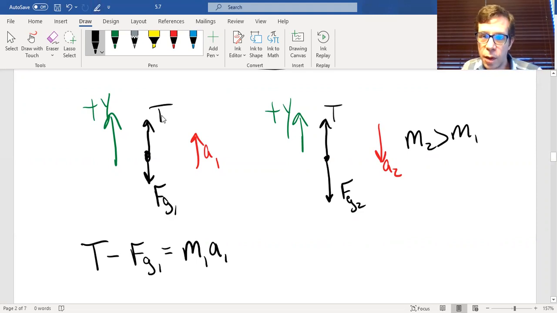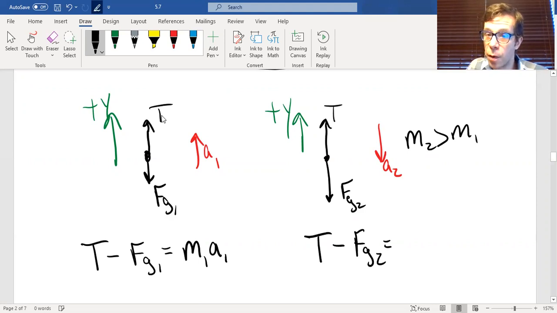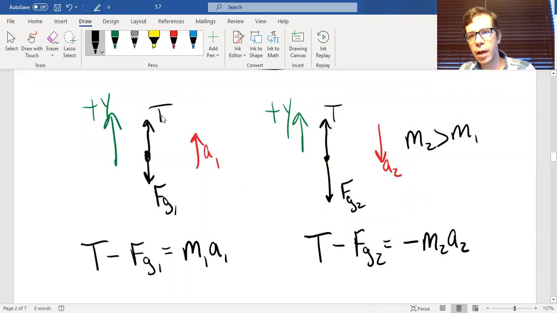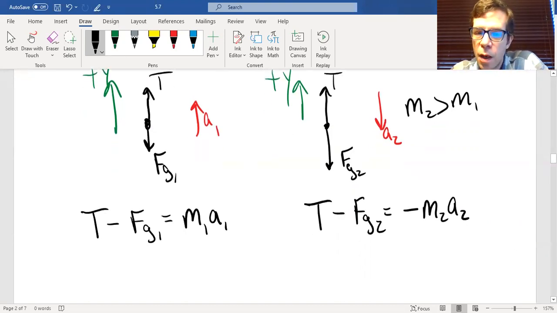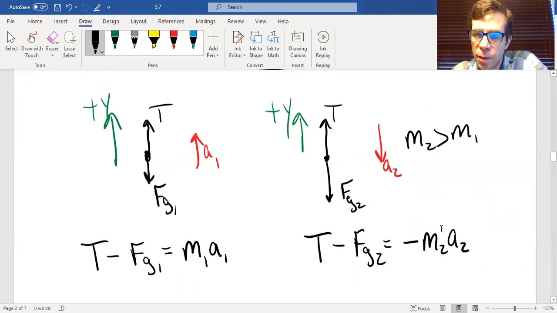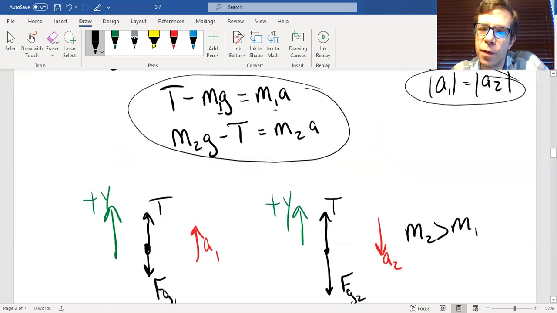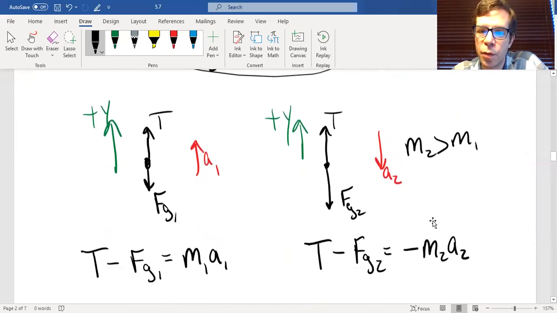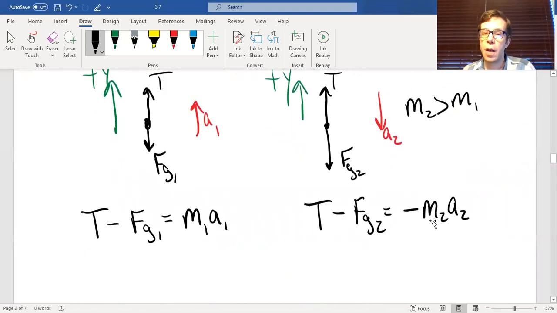If I look at this one, up is my positive direction, so I'm going to say T minus FG2 is equal to, all right, my acceleration's down in this case, so I have to have minus M2A2. And you see that we end up with the same equation, right? If we look at our first equation, it's identical. Our second equation, just all the signs are swapped. Instead of FG minus T equal to MA, I've got T minus FG equal to minus MA, right? So it's the same equation, just arriving at it in a different way.